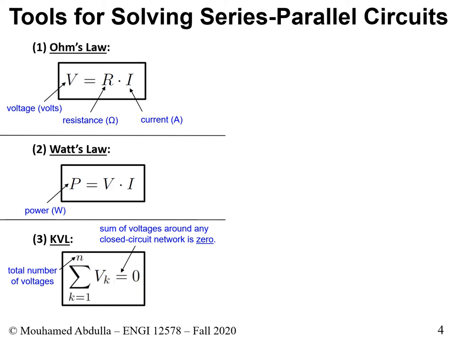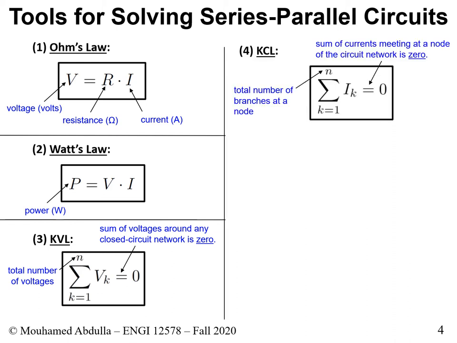So KVL is a third powerful tool that you need to have in your toolkit when you tackle a series parallel circuit. The fourth one that you need to have in your toolkit is KCL, and we talked about this. You have different nodes, with different paths for the current that comes to the node and different current that leaves a node, and that also contributes to this relationship for KCL.